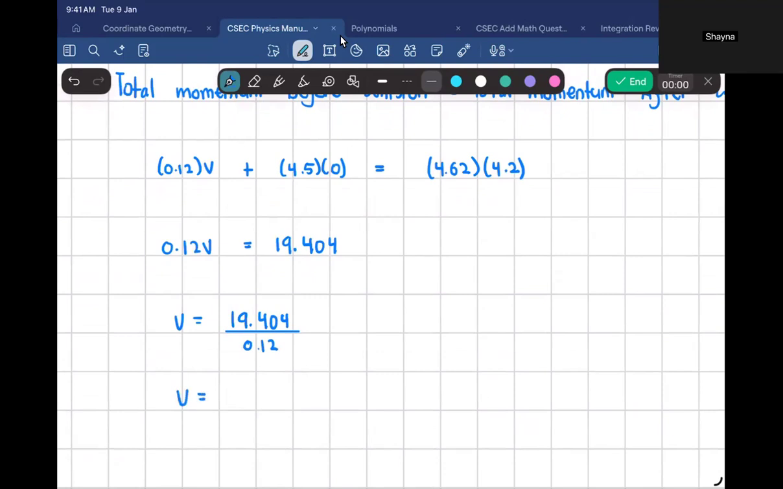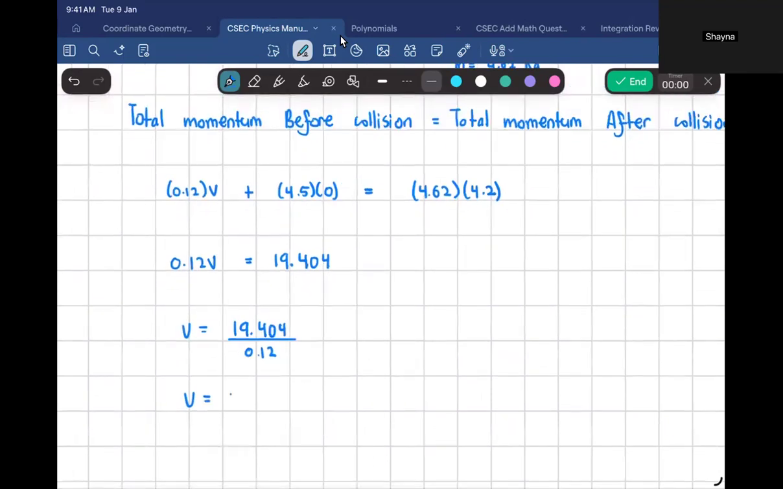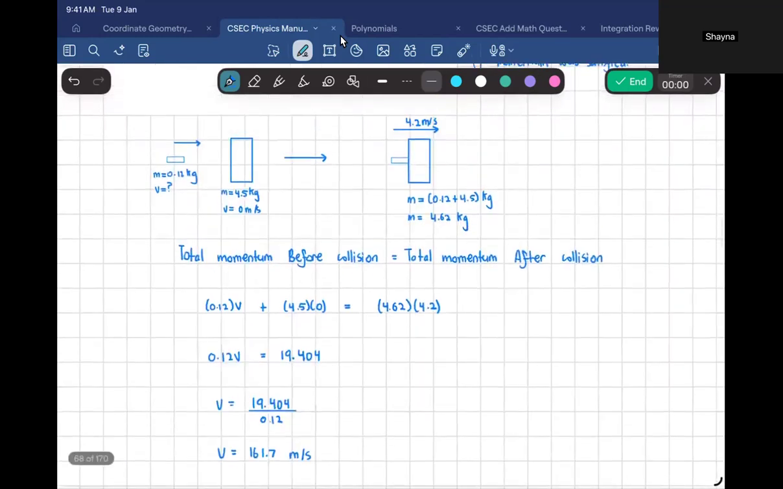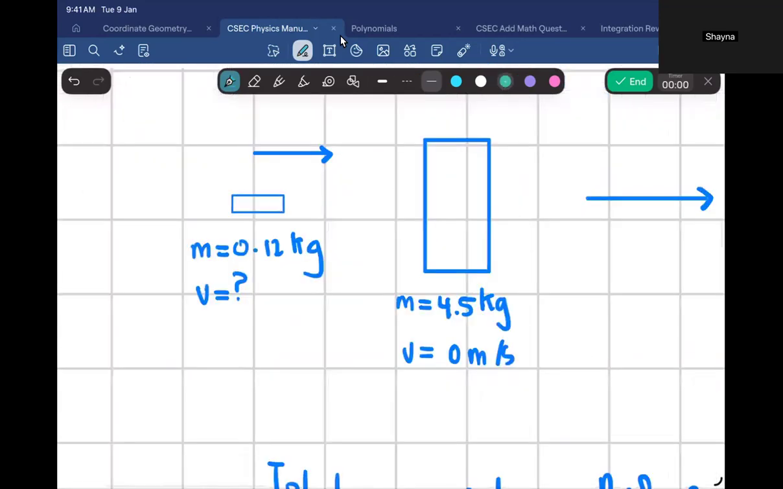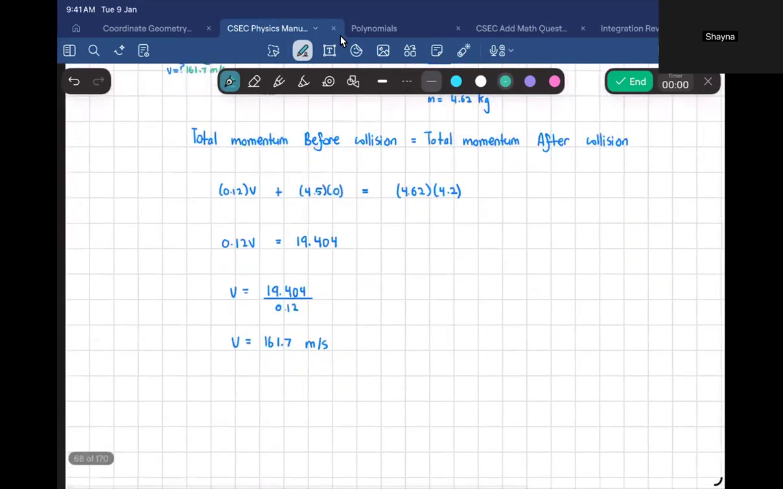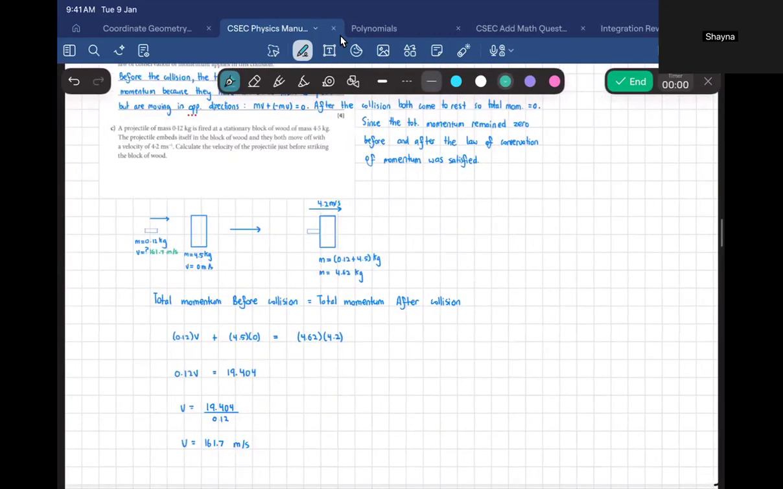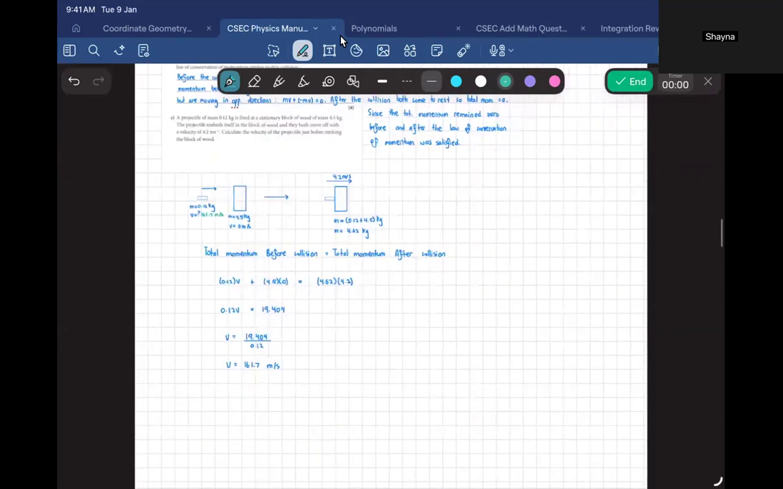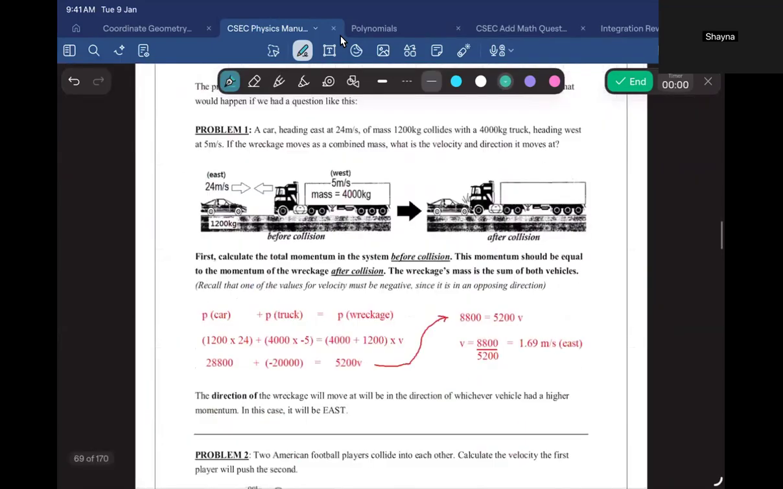161.7 meters per second. Okay. So that answers our question. The projectile was moving at a velocity of 161.7 meters per second. You okay with this question? Yes, sir. All right, nice. Let's move on.